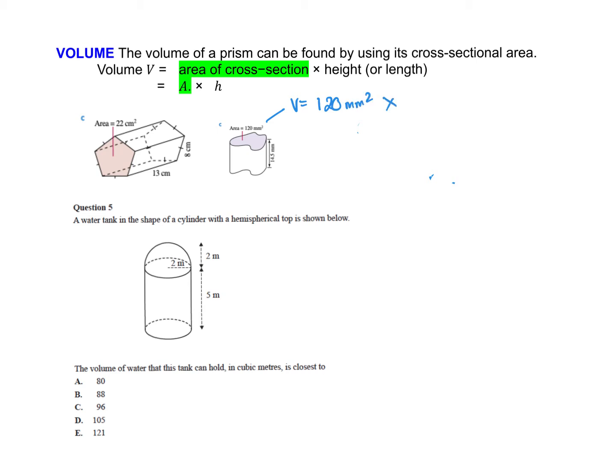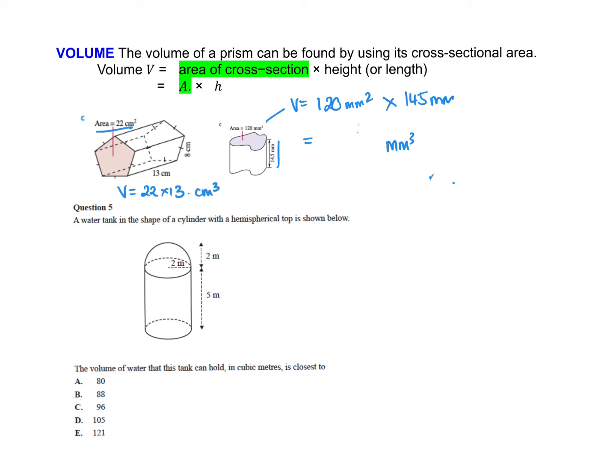So I'll times it by the length of it to get the volume. Okay, and that would give me the volume, which will be millimeters cubed, the answer. Okay, here the same, they gave you the area of the pentagon, and you would times it. If you're finding the volume, it'd be that 22 times 13. Okay, and the answer would be centimeters cubed.